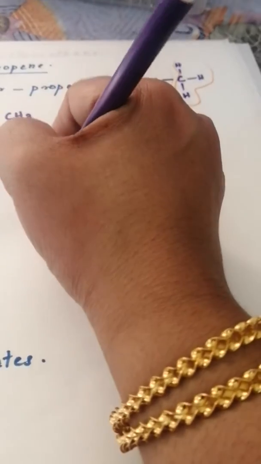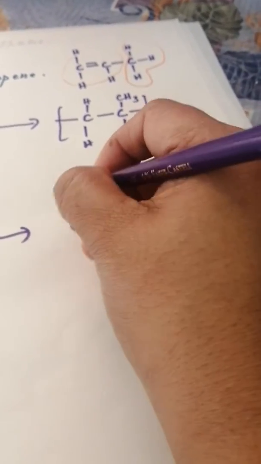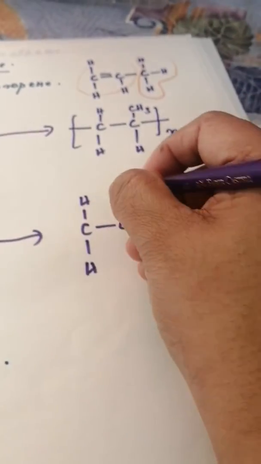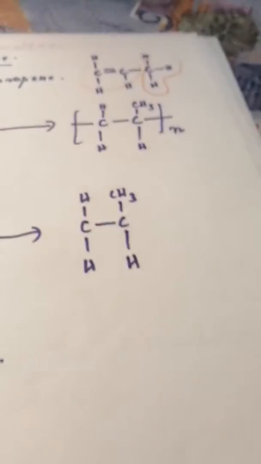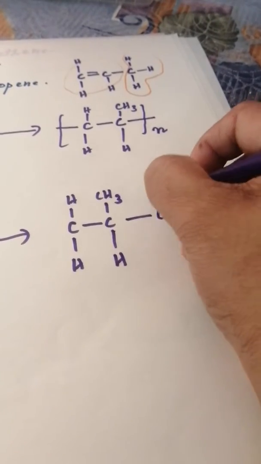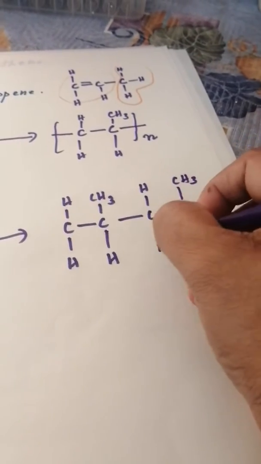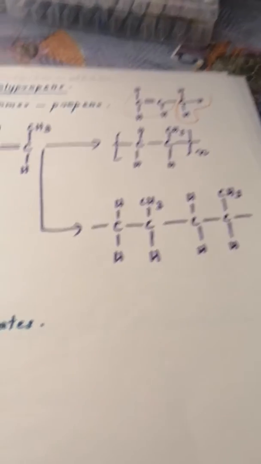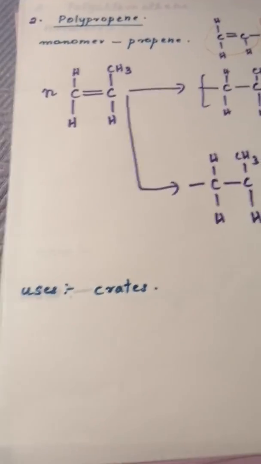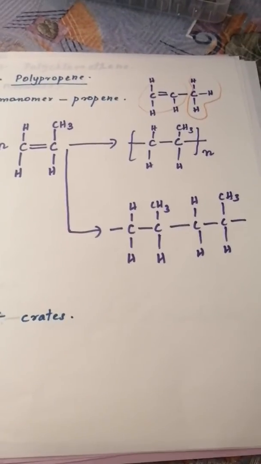And if they specifically ask you for writing 2 units, what you have to do? You have to repeat this unit 2 times. So repeating the first unit. This is 1 time. Writing it 1 more time. Okay, so now we have 2 units for polypropene. Uses of polypropene, crates and rope, it is already there in your book. So this is how polypropene is done.